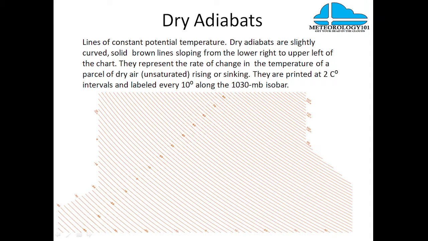So the dry adiabats are how an air parcel rises. It's an unsaturated air parcel rising or sinking on a standard atmosphere. So it's unsaturated. That's why it is a dry adiabat. You just have to remember the dry adiabats are unsaturated.